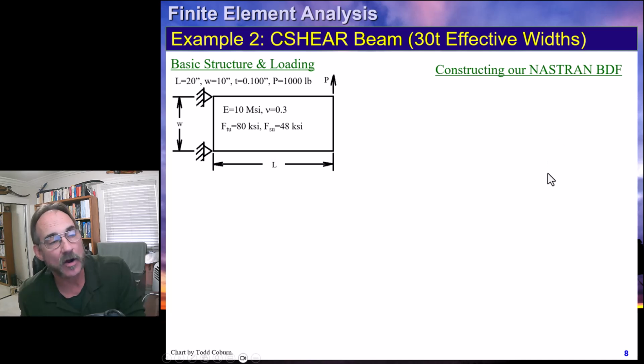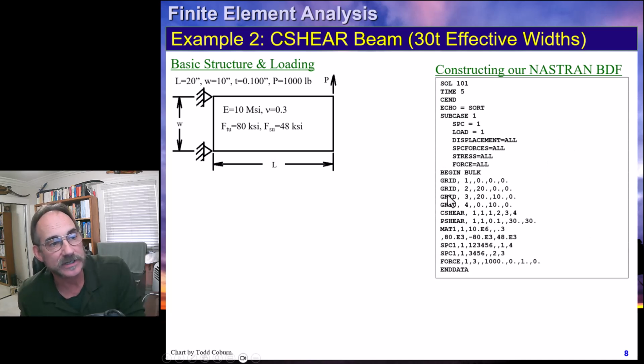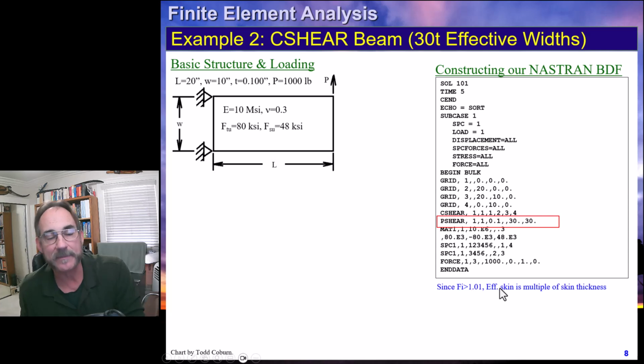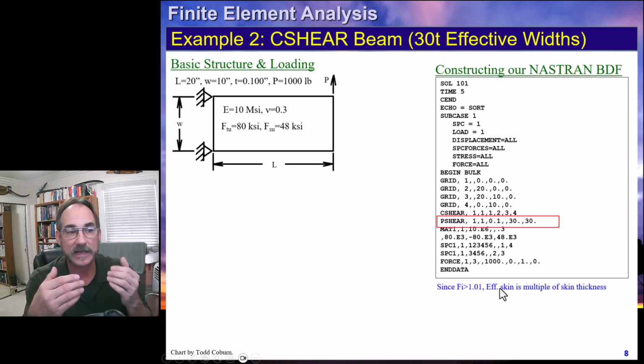To do that, we make our model like this. You'll notice this model is identical, except for this card here. You'll note the two F parameters are 30. Since they're greater than 1.01, that means that NASTRAN is going to calculate the effective width of skin, the area, based on whatever we put in there as a multiple of the skin thickness.